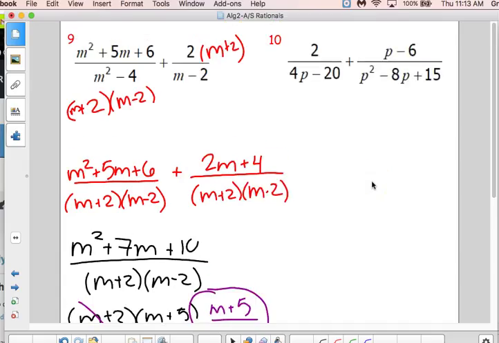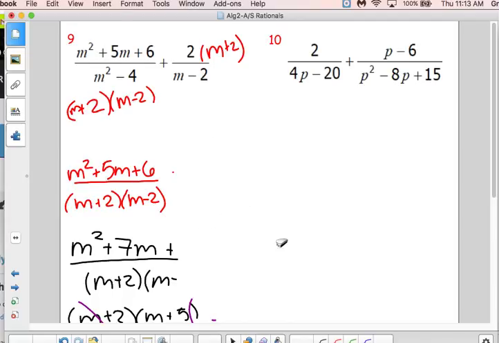Next one. Do we have a common denominator? No. So what do we do? Factor. How does the first one factor? Yes, take out the 4. Minus 5. How does the second one factor? Both negative. What numbers?